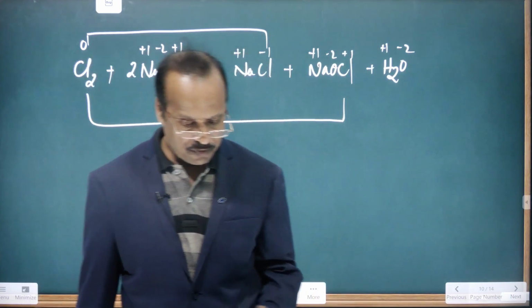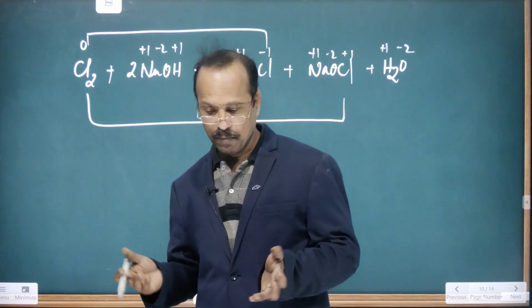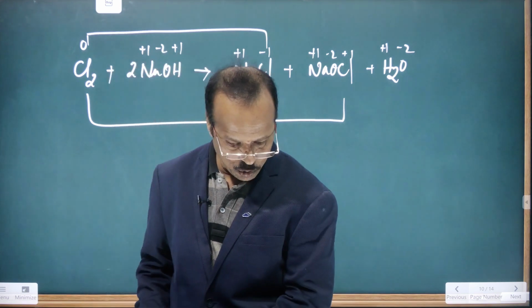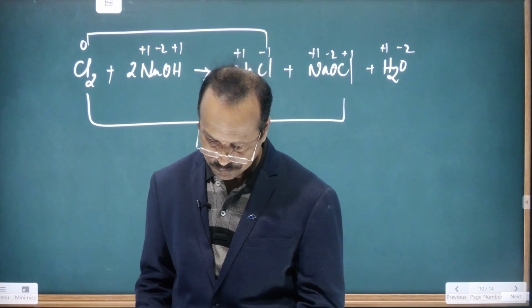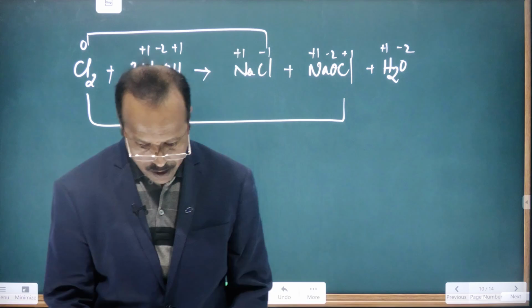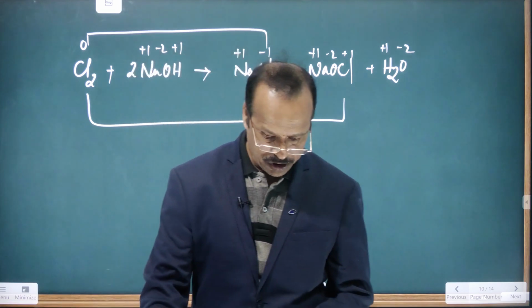Take it. The reverse of a disproportionation reaction is what? Just now I told you that. The reverse of this one is proportionation. Right? So the answer is proportionation reaction. The fourth option is 1, correct? The fourth option is 1, so the answer is the proportionation reaction.